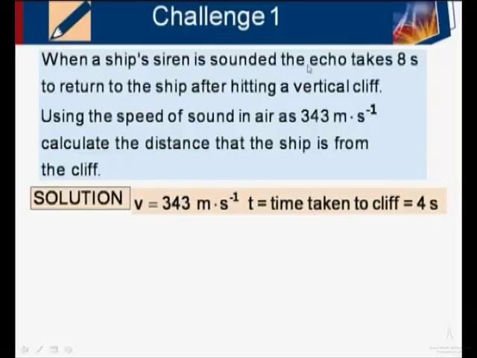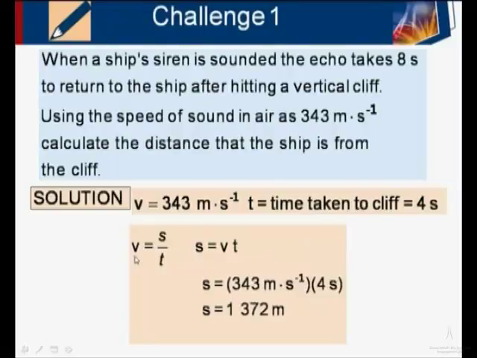The question did say that the echo takes 8 seconds to return to the ship after hitting the cliff. One must remember therefore, if it is 8 seconds to return to the ship, it is 4 seconds from the ship to the cliff and 4 seconds back from the cliff to the ship. So the echo is 8 seconds, but we have to use the time taken just to the cliff, and that is 4 seconds.